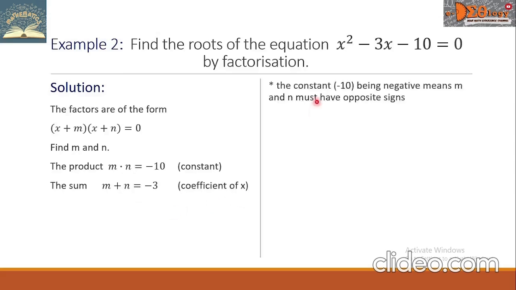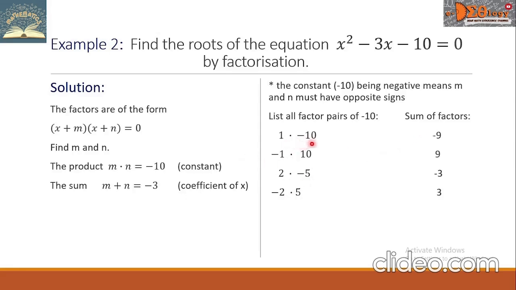Take note that the constant negative 10 being negative means m and n must have opposite signs. Let us list all factor pairs of negative 10. These are the pairs, starting with 1 times negative 10, negative 1 times 10, 2 times negative 5, negative 2 times 5. Then, let's get the sum of each of the factor pairs.